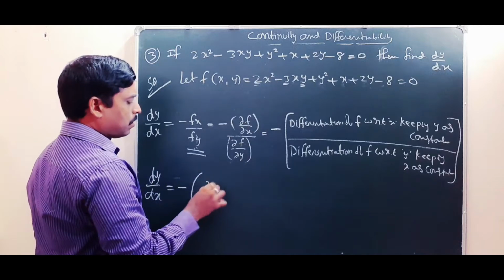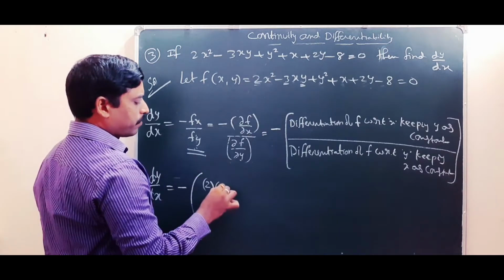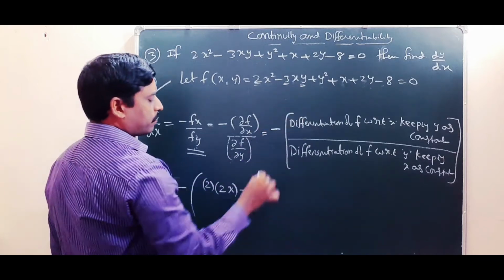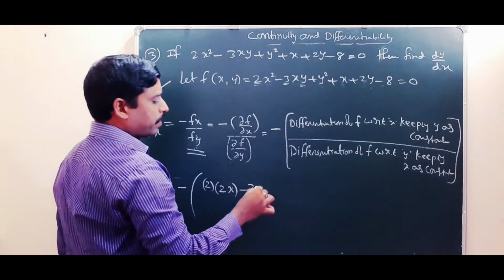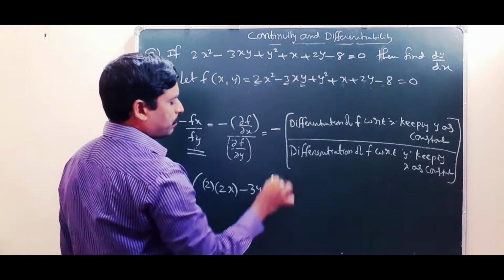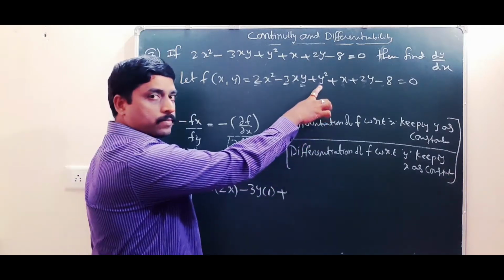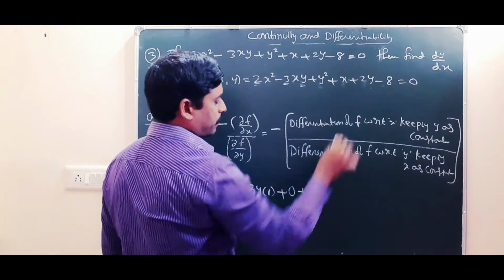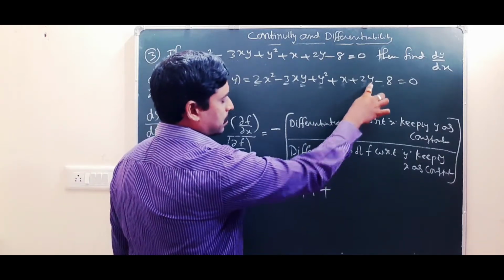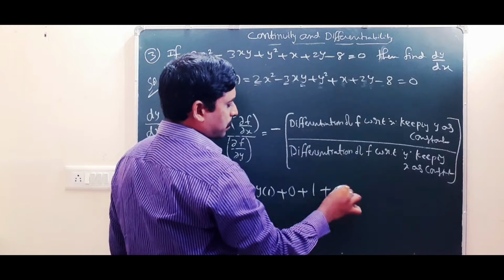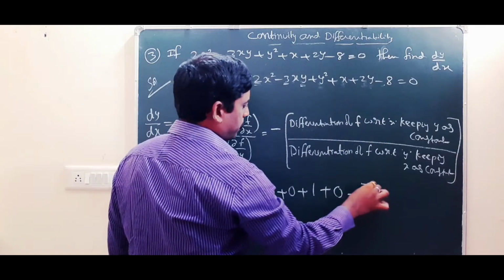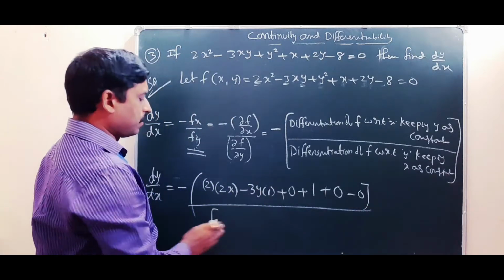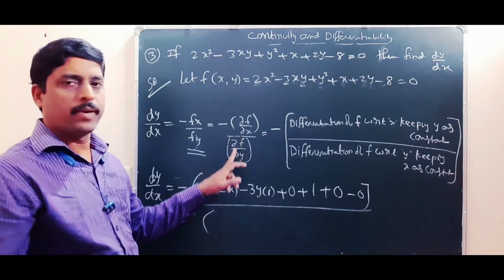So 2 is constant; differentiation of x² gives 2x. Minus 3y: 3 is constant, y is constant, and 3y into the differentiation of x will be 1. Differentiation of 2y: 2 is constant and y is constant, so the derivative is 0. Minus 8, derivative 0. This whole is divided by, in the denominator, ∂f/∂y.